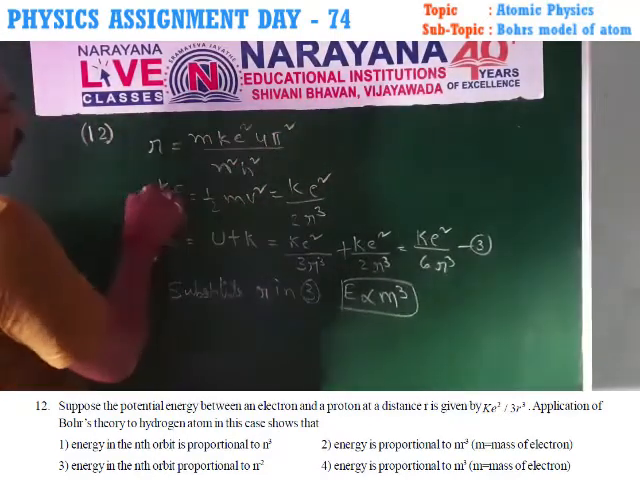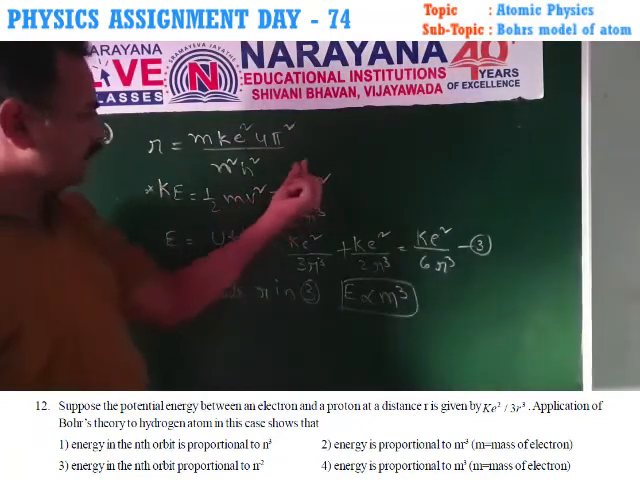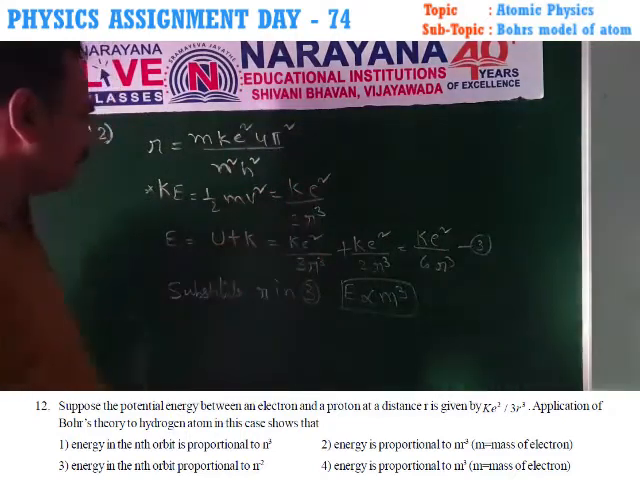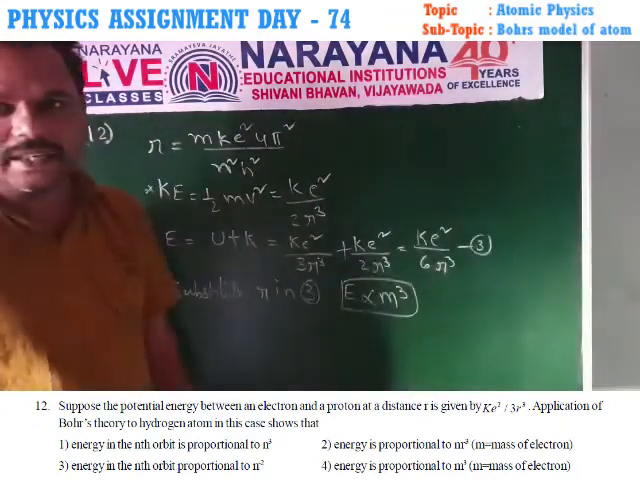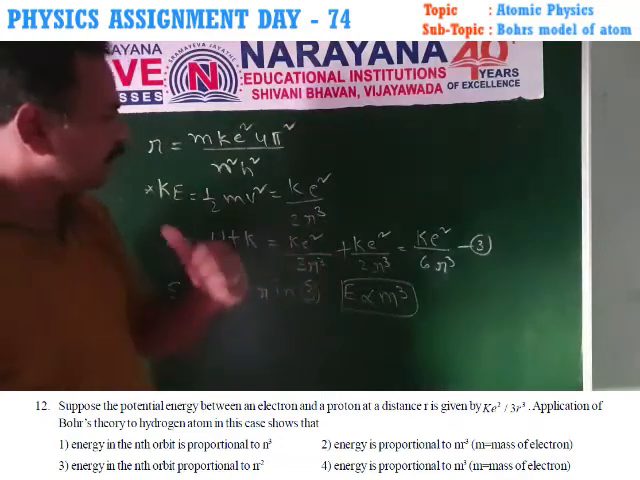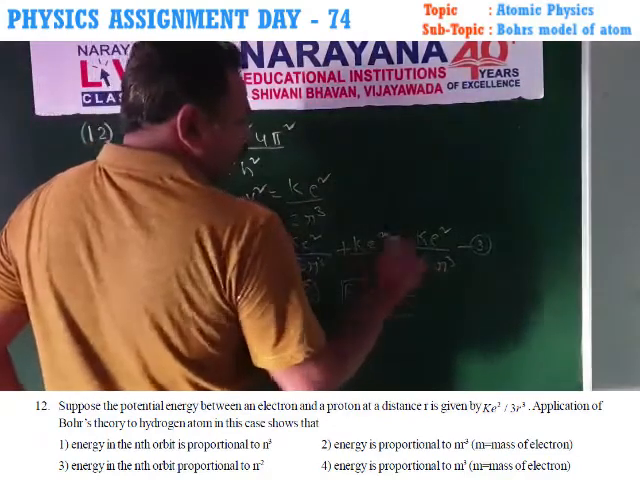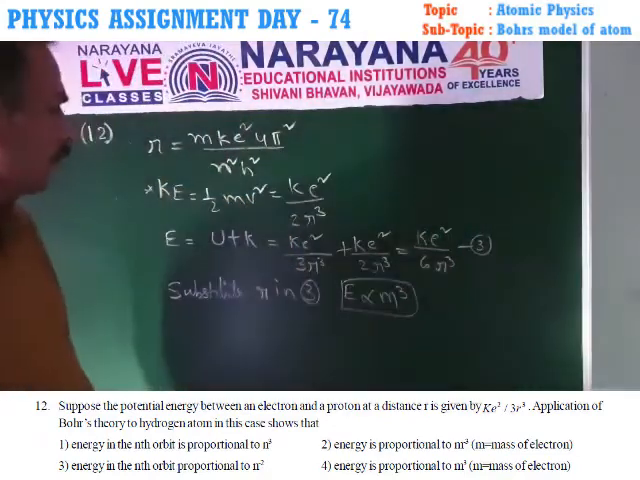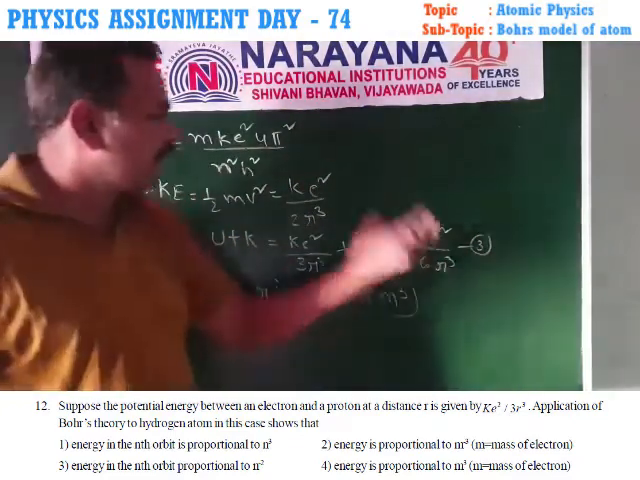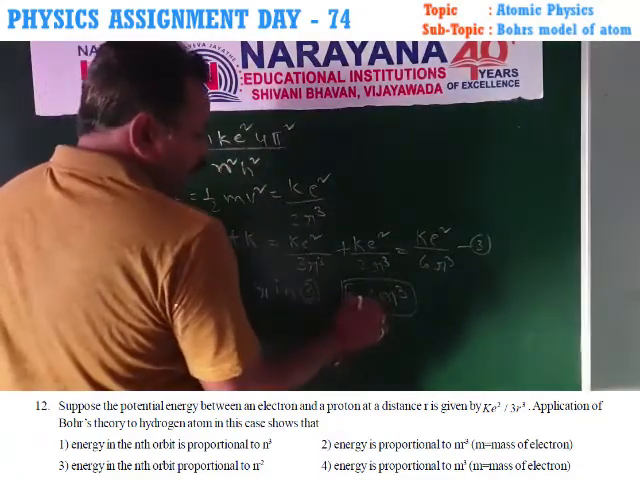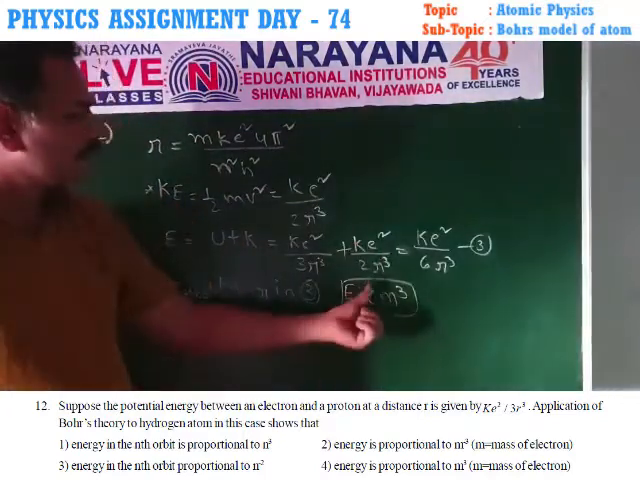What do you know about kinetic energy? Kinetic energy is equal to half mv square. Substituting the velocity, we get k e square by 2 r cube. And total energy of the orbit is potential plus kinetic energy. Potential energy is minus k e square by 3 r cube and kinetic energy is k e square by 2 r cube. So on calculating it, we get minus k e square by 6 r cube. Now this is assumed as third equation. So r value substituted in third equation, we get E is proportional to 1 by n cube. So energy of orbit is proportional to 1 by n cube.